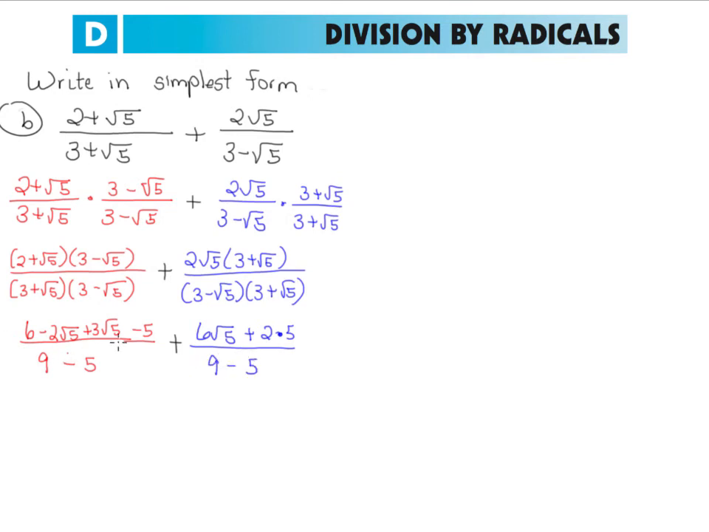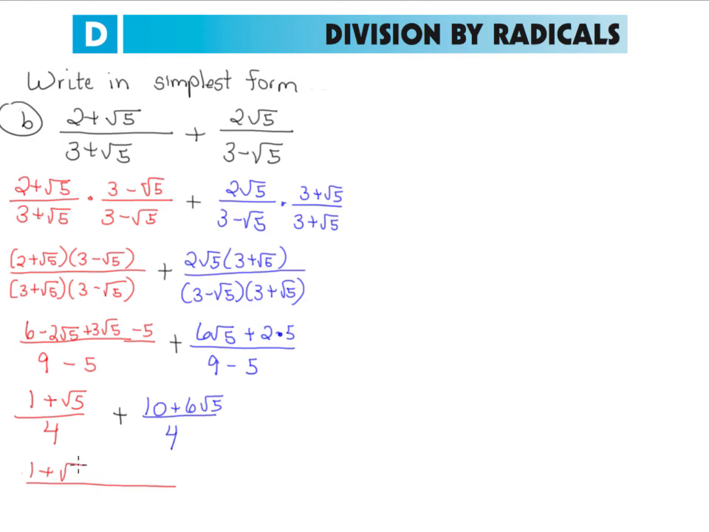Combining like terms in each fraction, the first fraction you end up with 1 plus the square root of 5 divided by 4. And the second fraction we end up with 10 plus 6 the square root of 5 divided by 4. Now last time when I worked these out, I divided up each individual fraction, like 1/4 plus square root of 5 over 4 plus 10 over 4 plus 6 the square root of 5 over 4. Now I'm going to show you another way that you can do this.